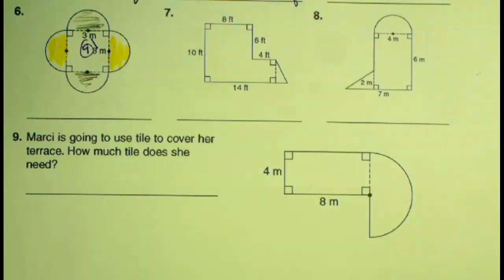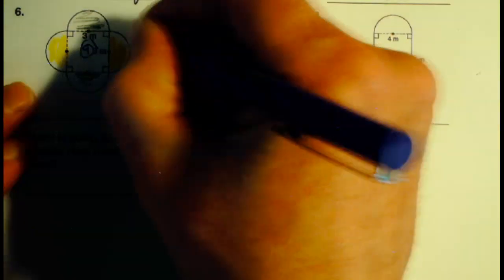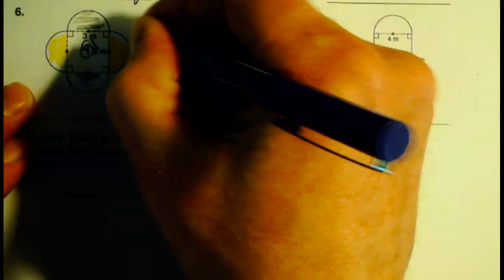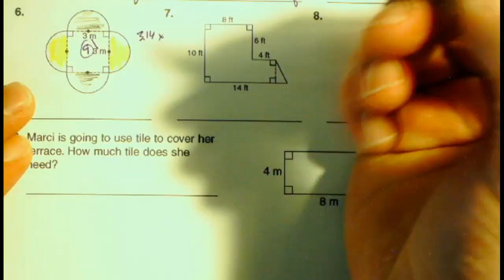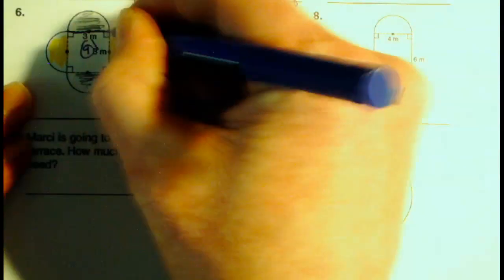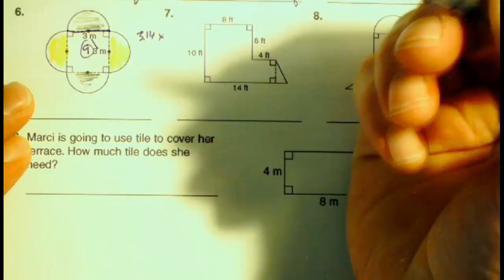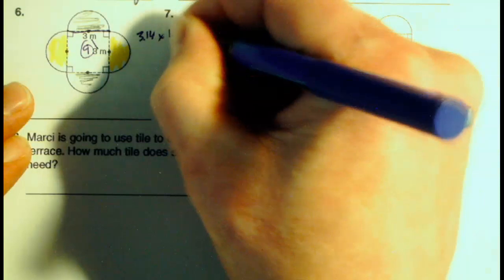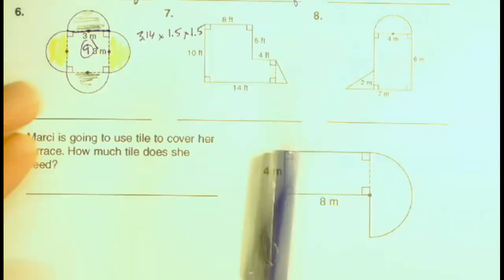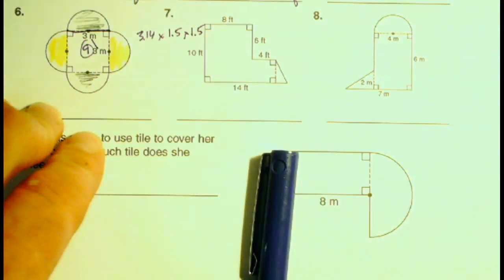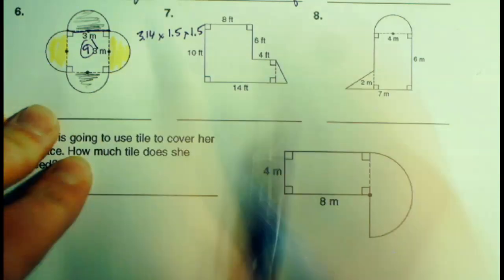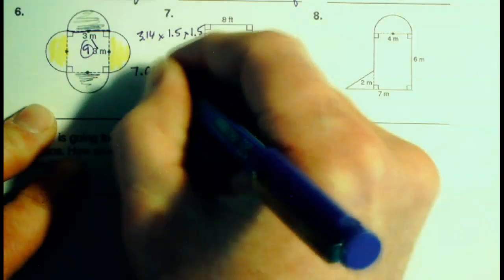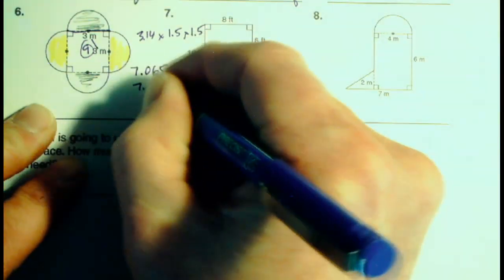So let's see. The area of these circles is going to be pi r squared. So that's going to be 3.14 times, well, if the diameter of this circle is 3, that means the radius is going to be 1.5. Okay, so let me just pop that into the calculator. So I got 3.14 times 1.5 times 1.5 equals 7.065. And then there's going to be 2 of those, because there's going to be 2 complete circles.